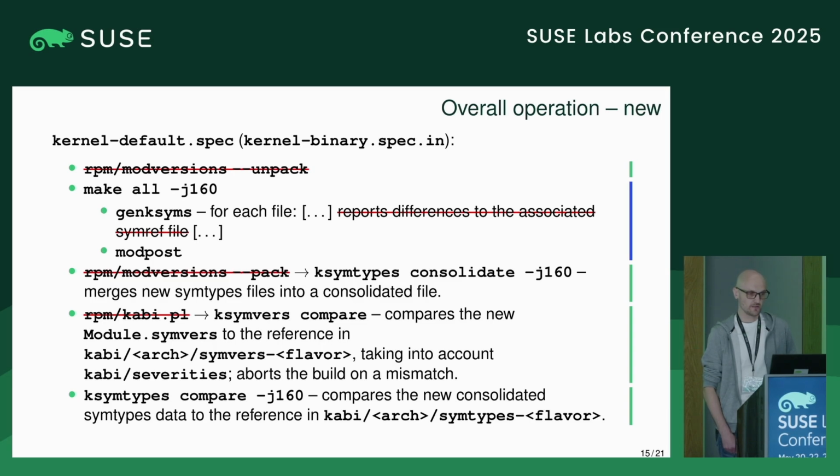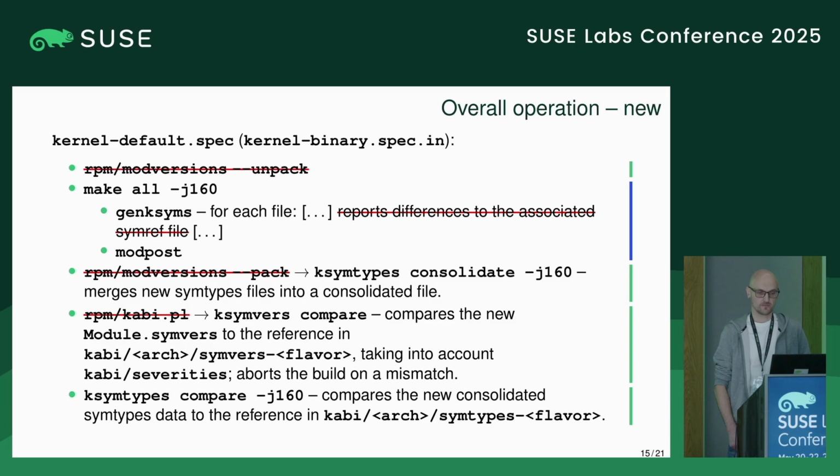Following that, the mod version spec step is replaced by k-sim types consolidate. The operation mostly remains the same. It merges all the new sim types files into a consolidated file. Similarly, the KABI PL script is replaced by k-simverse compare. The operation also mostly remains the same. It compares all new symbol CRCs with their reference. A new step, k-sim types compare, is added to compare the new consolidated sim types data to their reference.